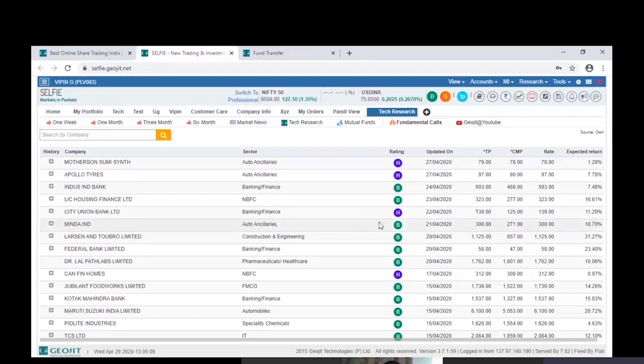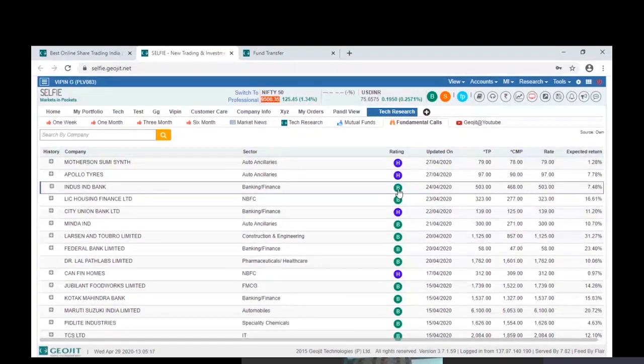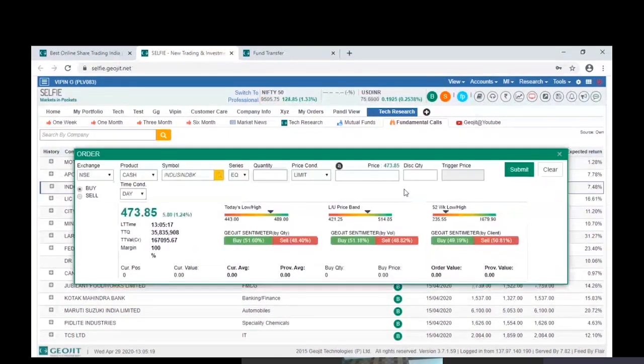So here also you can just click on the buy symbol. Automatically the order window gets populated with the entire details of the scrip, and you can mention your quantity and your price and then continue to place the order. So this is related to the fundamental and the technical advice that you get on your platform.